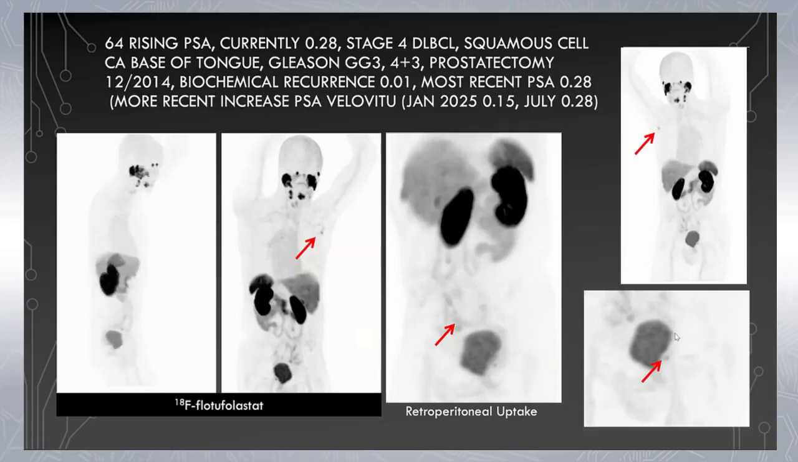And notice again that low-level uptake within the urinary bladder is allowing us to distinguish this focus of increased uptake from the urinary bladder on this fluorophilostat PET CT scan. And again, the absence of uptake within the ureter is very helpful as well. And also I'll note an absence of uptake within the urethra.